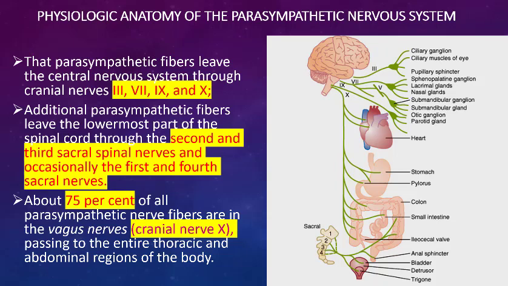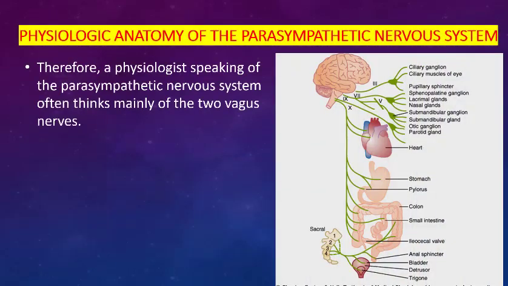So this cranial nerve, the 10th cranial nerve or the vagus nerve, supplies the structures in the thorax and abdomen. Therefore, a physiologist speaking of the parasympathetic nervous system often thinks mainly of the 2 vagus nerves, because the vagus nerve is the major supplier of the parasympathetic nervous system. They supply major organs of the body.